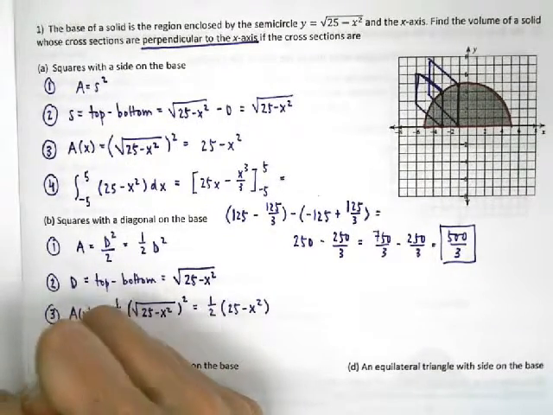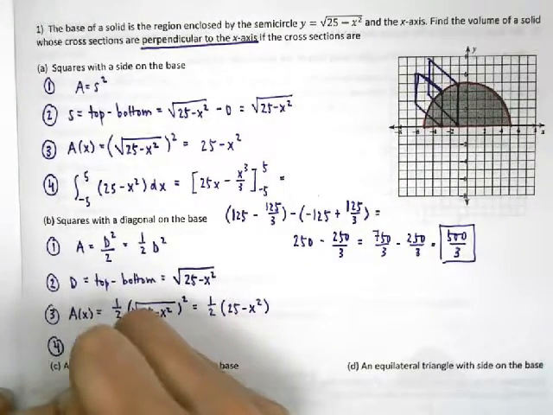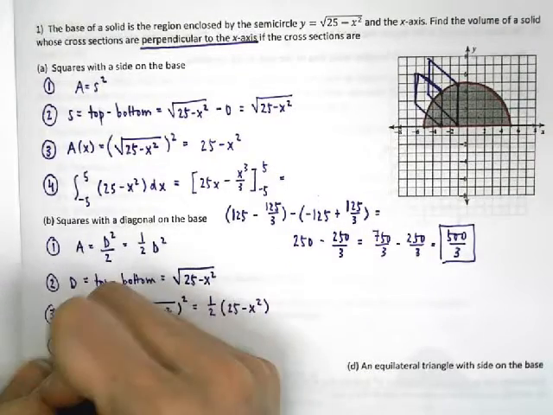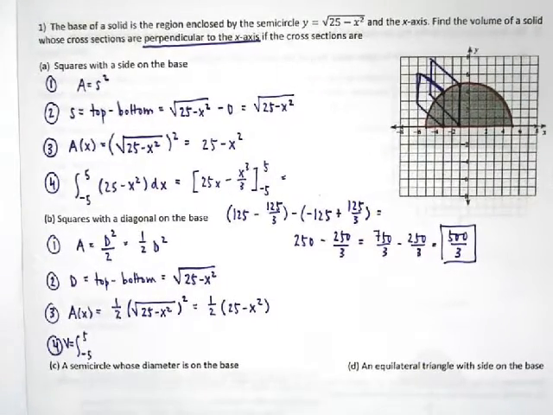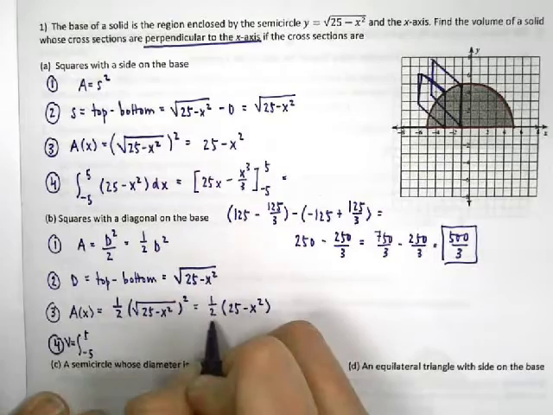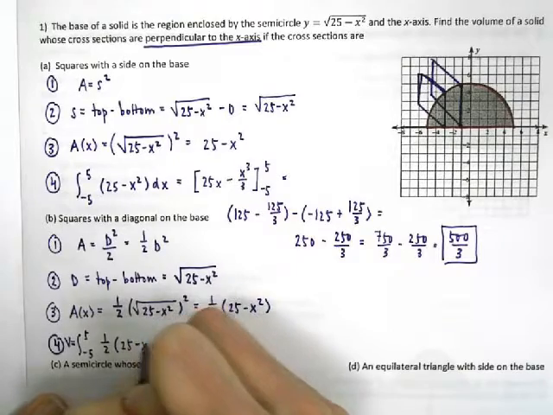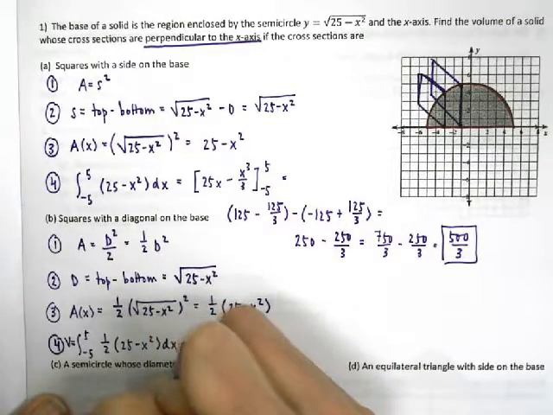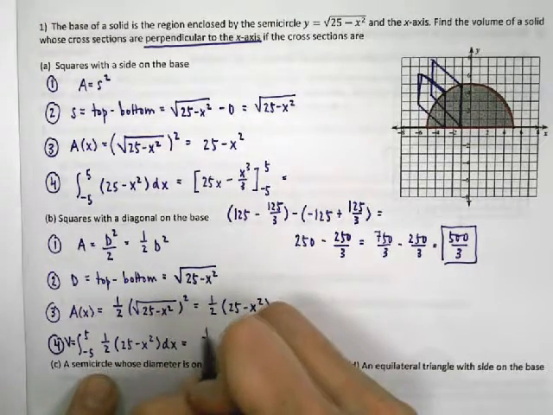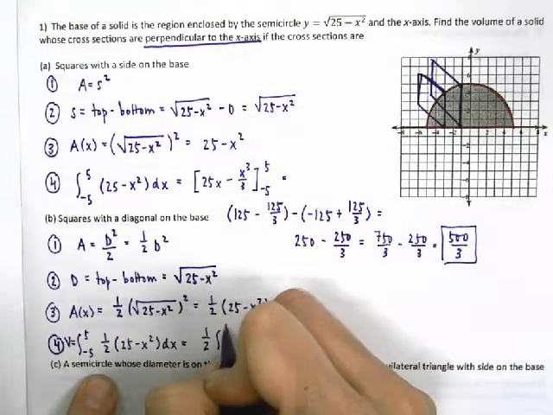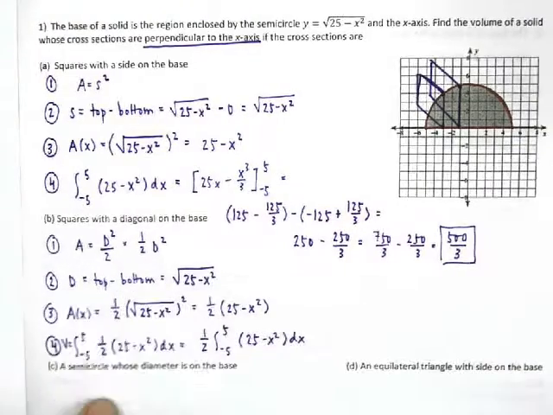In step 4, when I go to integrate this, I'm still integrating from -5 to 5. And I should say now we're finding the volume. It's the integral from -5 to 5 of my area formula, which is 1/2 times 25 minus x squared dx. But here's what I want us to see. I know I can just move a constant out of that integral. So I really have 1/2 times the integral from -5 to 5 of 25 minus x squared dx.